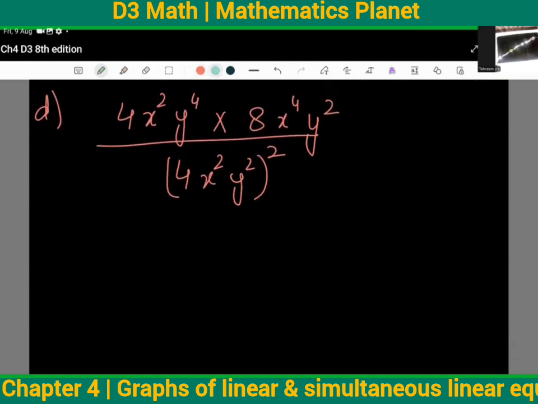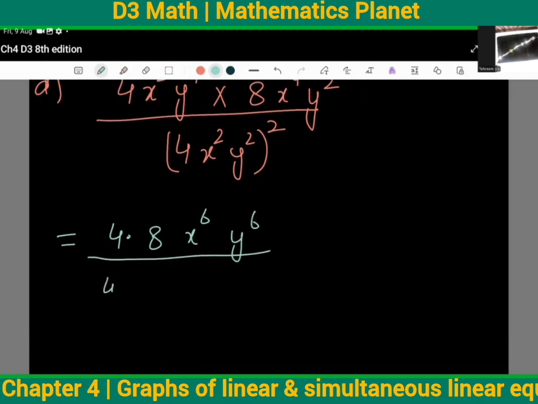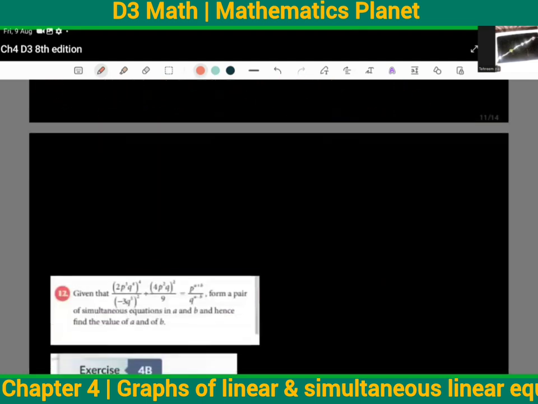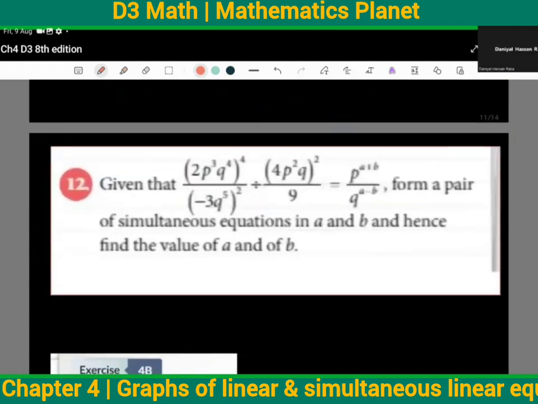Okay. So in the numerator, 4 multiplied by 8, x to the power 6, y to the power 6. In the denominator, it is 4 square, means 4 times 4, x to the power 4, y to the power 4. Now we can easily cancel this. So the constant is 2. x to the power 6 minus 4, 2. y to the power 6 minus 4, 2. Clear to everyone? Yes. Last question is that.